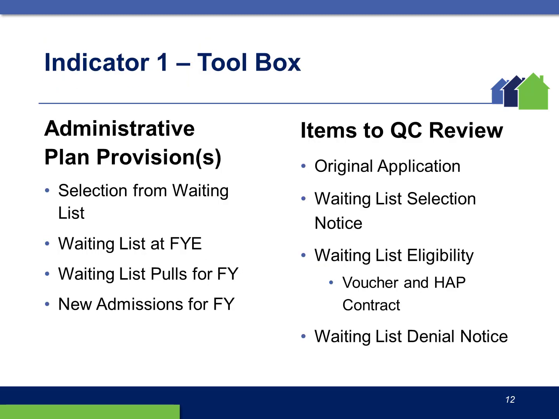To be prepared for success for Indicator 1, PHAs should ensure they have the following items ready: selection from the waiting list at fiscal year end, waiting list pulls for the fiscal year, and new admissions for the fiscal year. Along with this information, PHAs should be prepared for a QC review of original application, waiting list selection notice, waiting list eligibility, voucher and HAP contract, and waiting list denial notice.